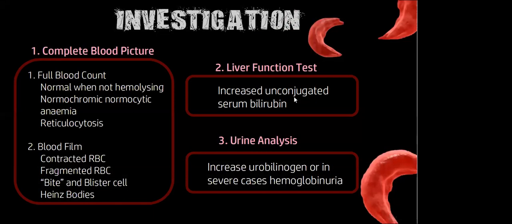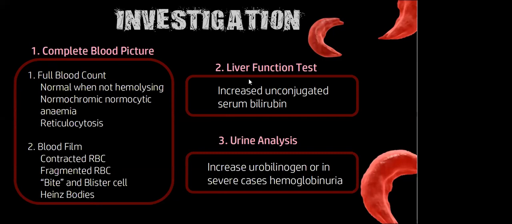First, the complete blood picture, particularly the full blood count. It can be normal when there is no hemolysis, but during a hemolytic crisis the result will be normochromic normocytic anemia and also reticulocytosis. In the blood film, we might appreciate contracted red blood cells, fragmented red blood cells, bite and blister cells, and Heinz bodies. The second one we do is the liver function test.